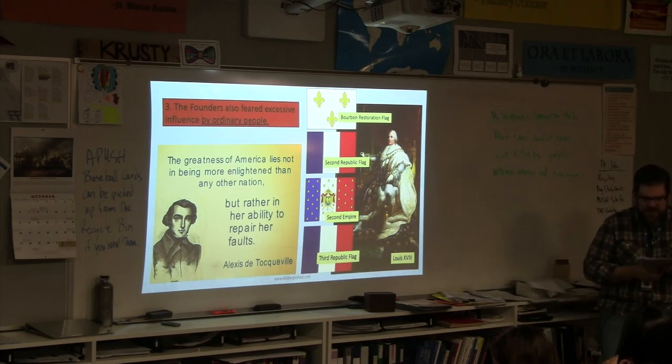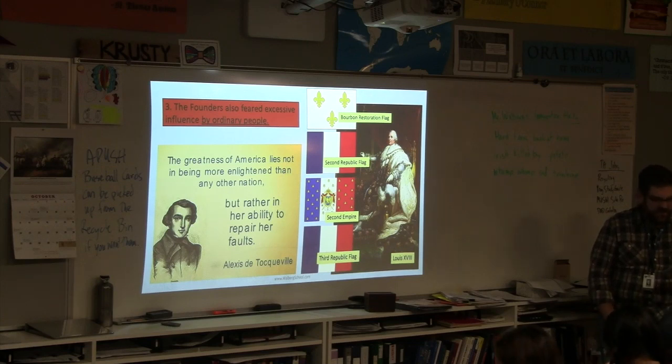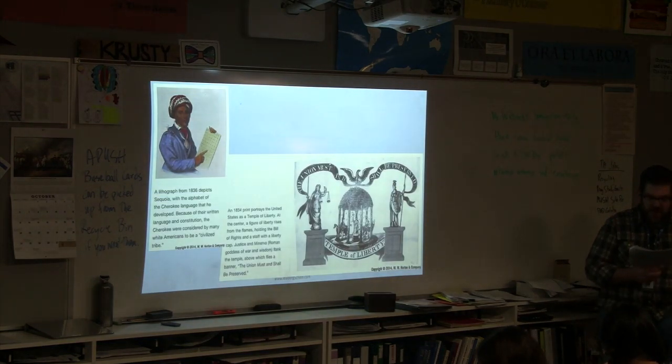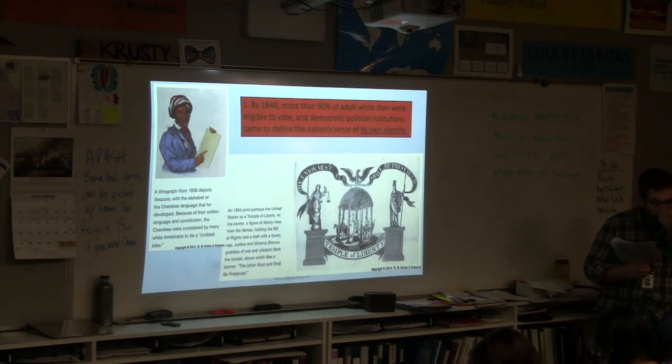Tocqueville was particularly impressed by much of what he saw in American life, in particular admiring the stability of the economy and the popularity of its churches. He also noted the irony that America is professing to love freedom, yet mistreating Native Americans and keeping people enslaved. Subpoint C. By 1840, more than 90% of adult white men were eligible to vote.